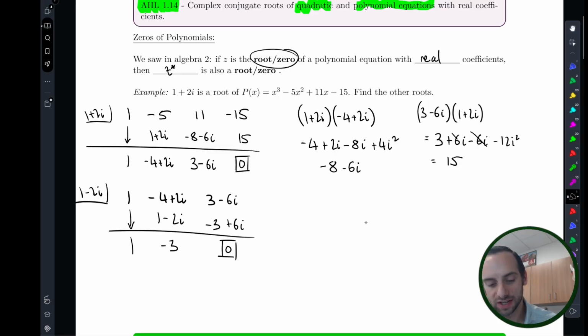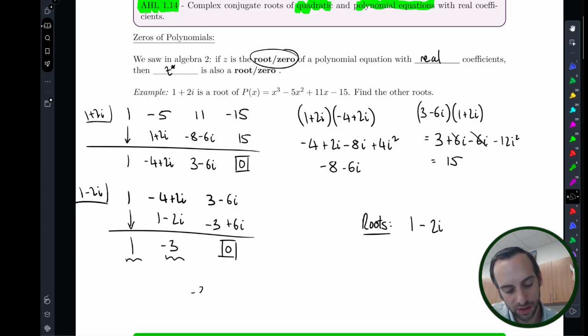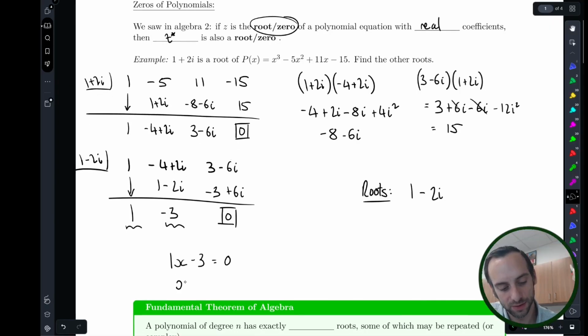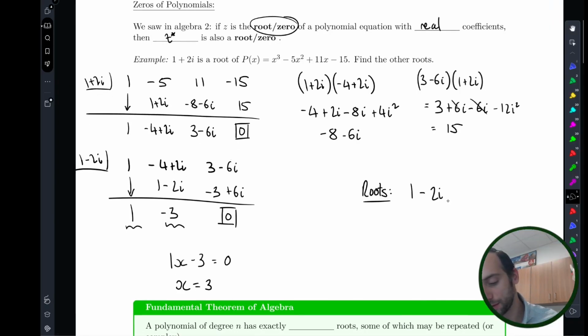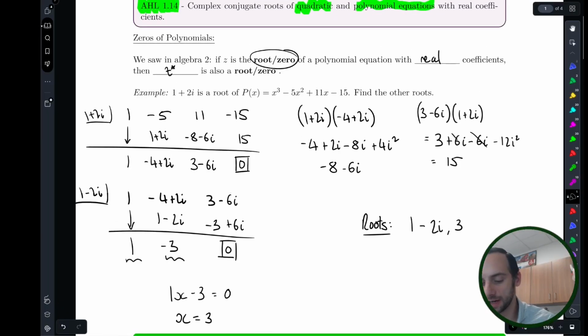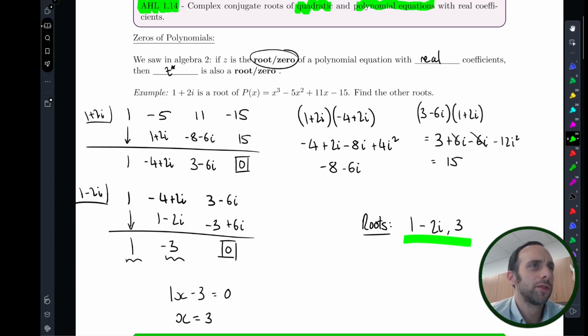So the question is asking us to find the other roots. Our list of other roots, our first one would be 1 minus 2i, the conjugate of the root we were given. The final root can be found by rebuilding this polynomial at the end. So this would be the constant term in the negative 3. This would be the linear term in the 1x. And we simply set that equal to 0, and we can find that the real root for this cubic is 3. So our remaining roots are 1 minus 2i and 3.